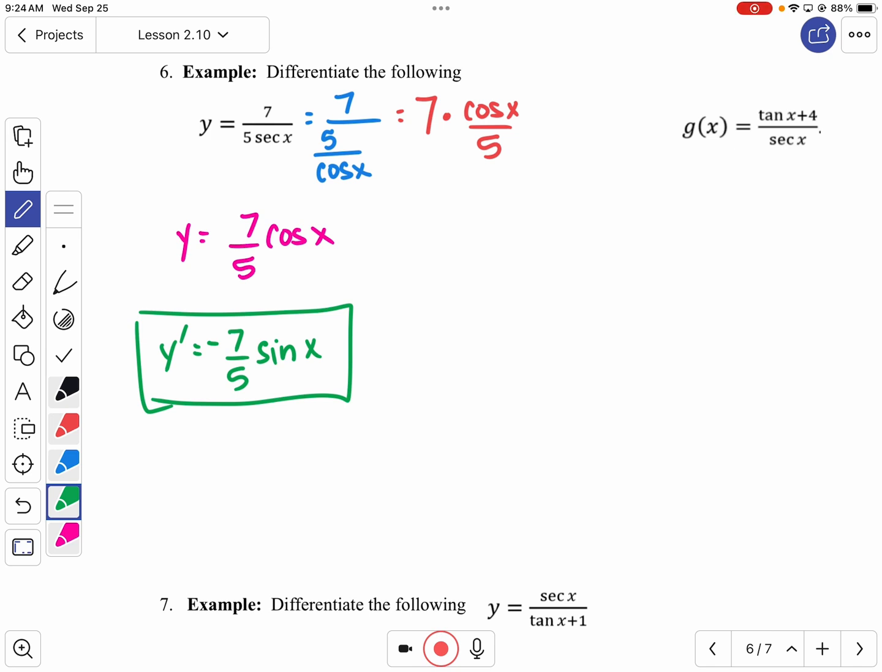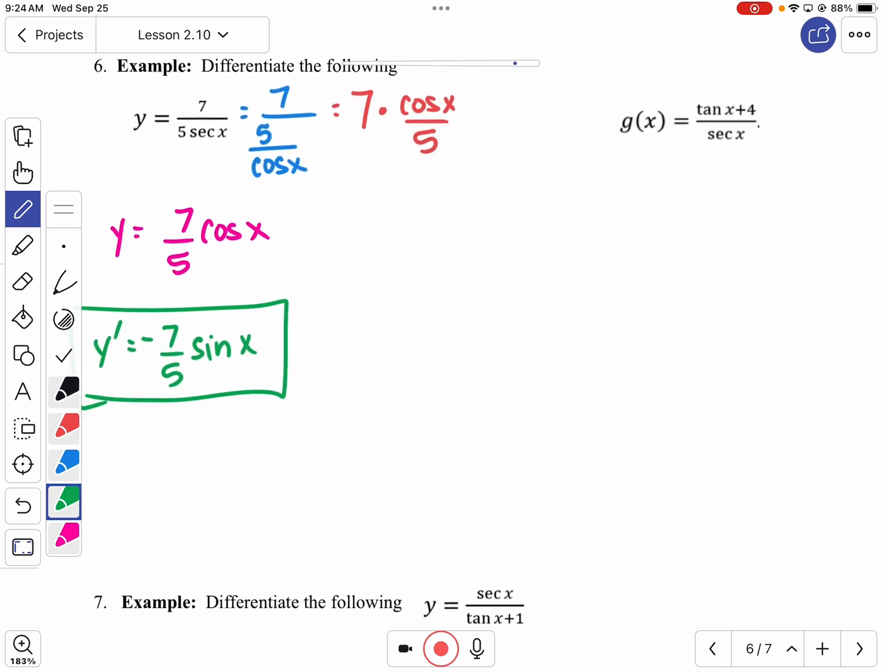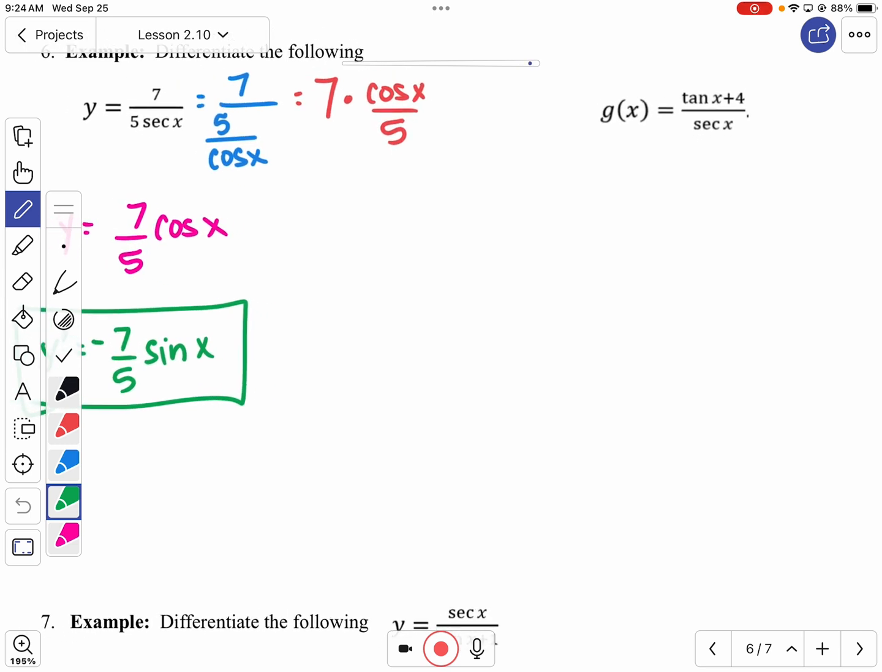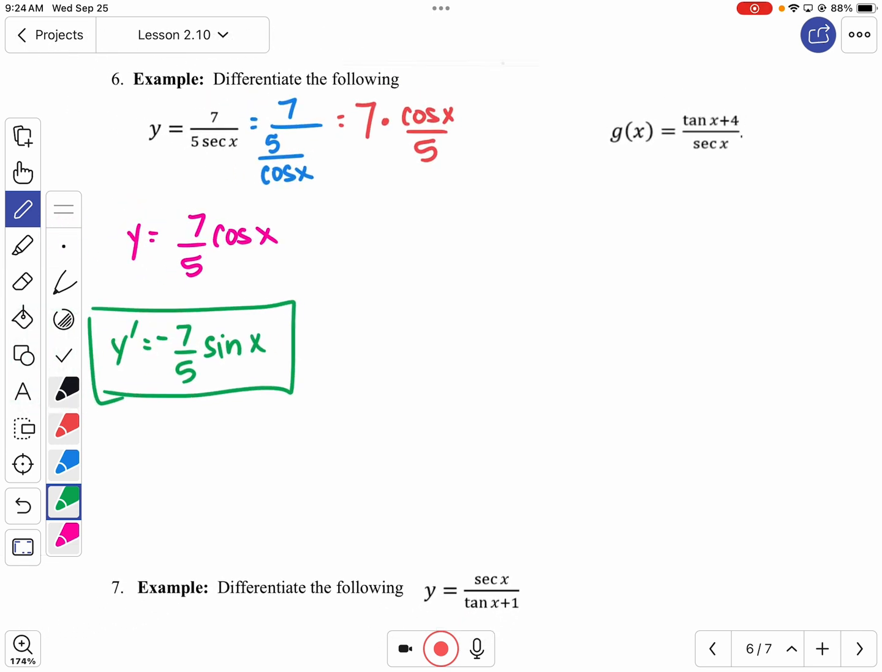All right, let's look at the next one. As with all quotients, if I have a single term in the denominator, could I divide both things in the numerator and make it something easier? It's worth a shot. You could still do the quotient rule here, but you're going to end up with a ton of trig functions and identities that you're going to have to use. So let's mess with it a little bit.